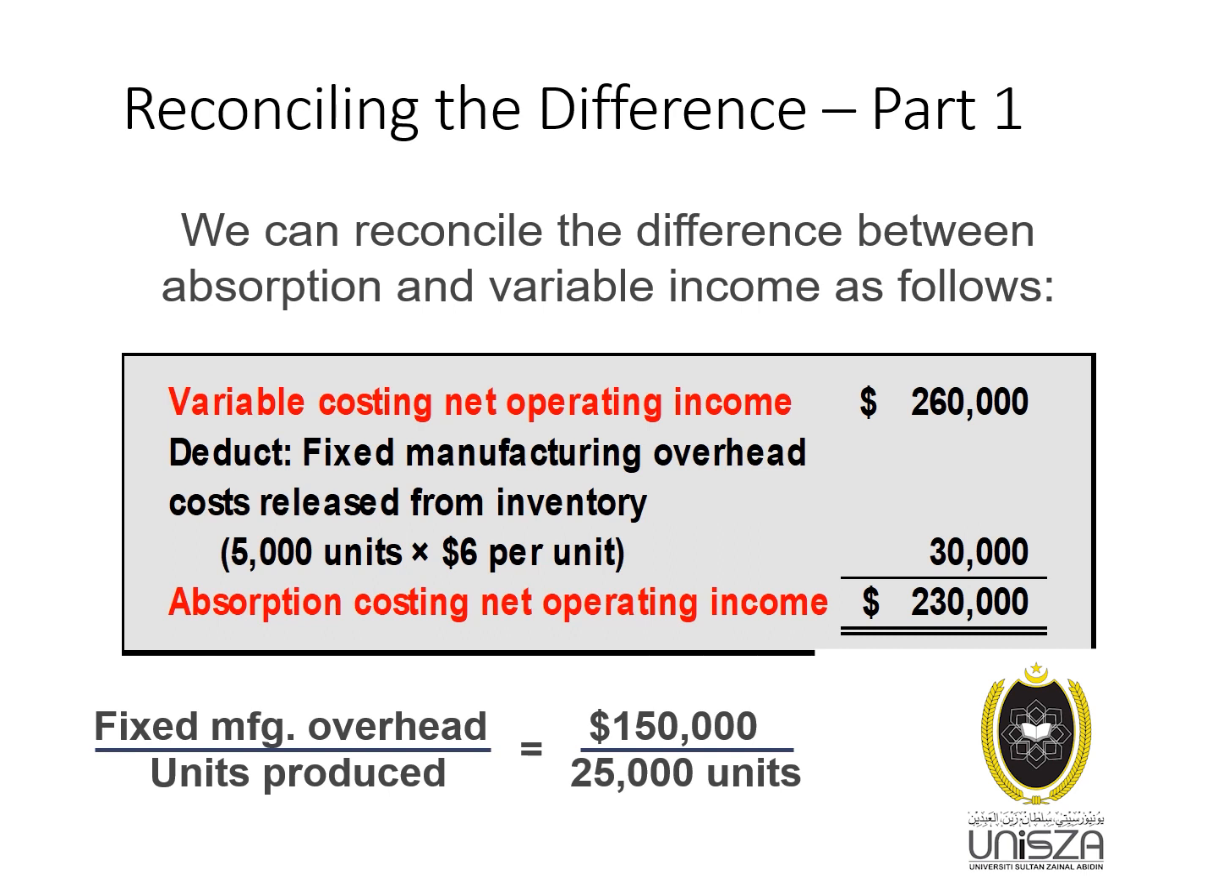So reconciling the difference, the part 1 we're going to reconcile. Under variable costing, net operating income is 260,000. And we deduct the fixed manufacturing overhead cost released from inventory, 5,000 units times 6, which is 30,000. So the reported net operating income under absorption costing is 230,000. It will be less because it just takes up to the amount that was sold during the year.